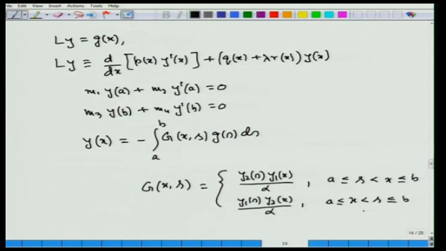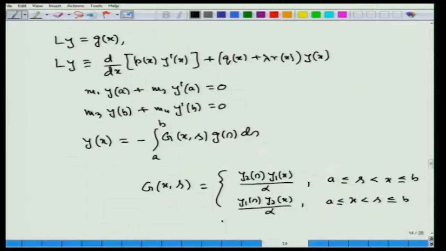So, this is the solution, and the most important point that we can realize from here, apart from this unknown quantity alpha, how to derive this alpha, that we will be discussing in the next lecture, is that if we know two linearly independent solutions of the associated homogeneous equation, we can directly write down this function g(x, s), which is actually known as the Green's function, and in terms of these two linearly independent solutions of the homogeneous equation, you can write down the solution of the non-homogeneous boundary value problem.